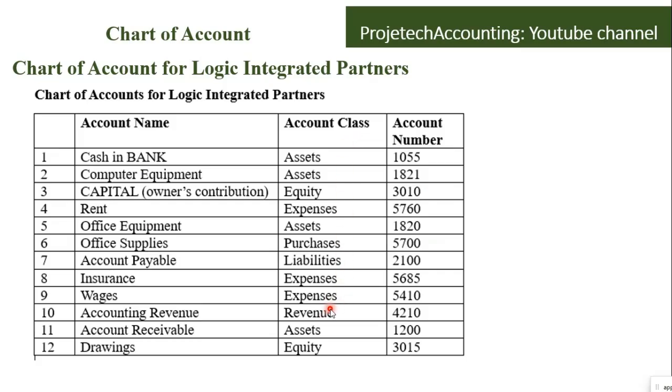So we're going to go to the software right now and create the different accounts with these different account numbers. So let's get to the software and do that. I will also advise you to watch lesson 3 and lesson 4 before you go on to watch this video, so that you understand how we set up the journals for these accounts for Logic Integrated Partners.